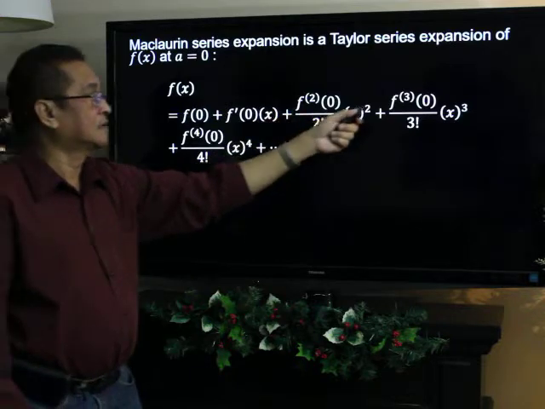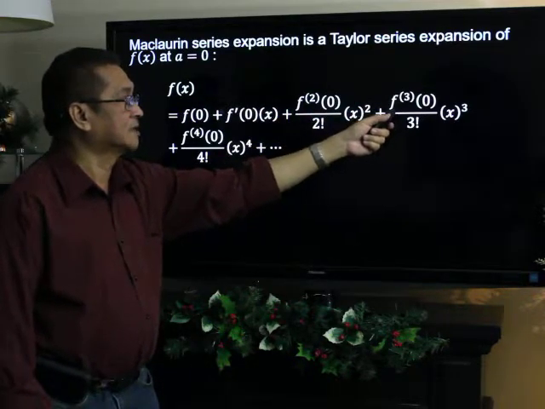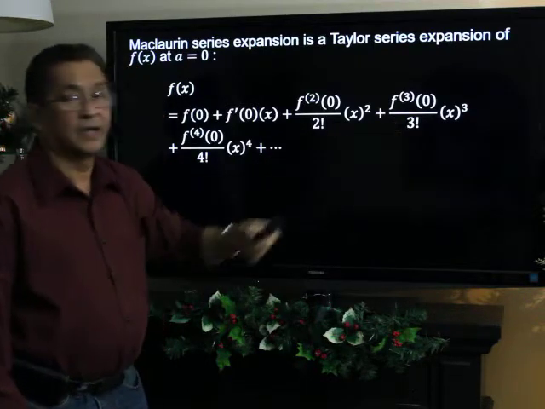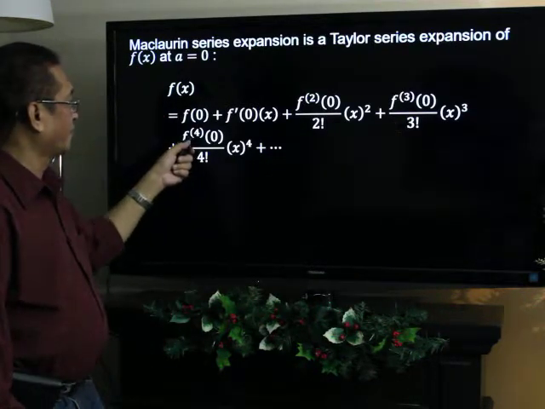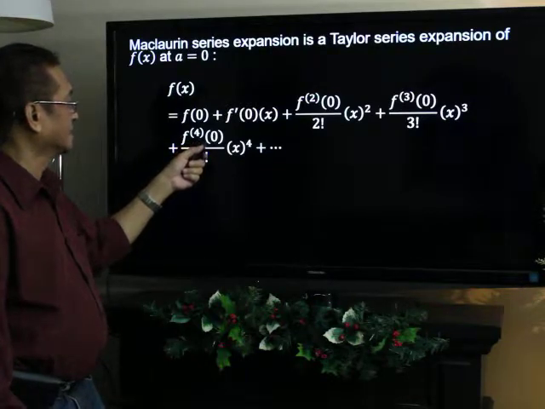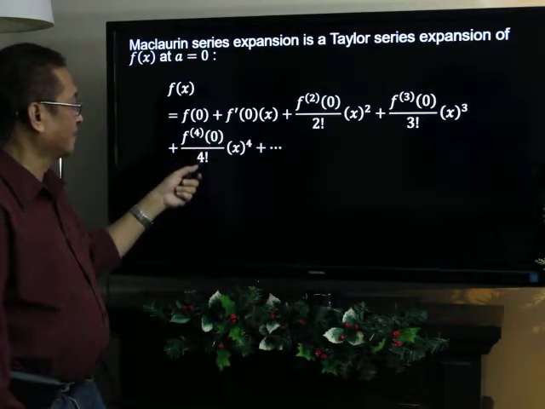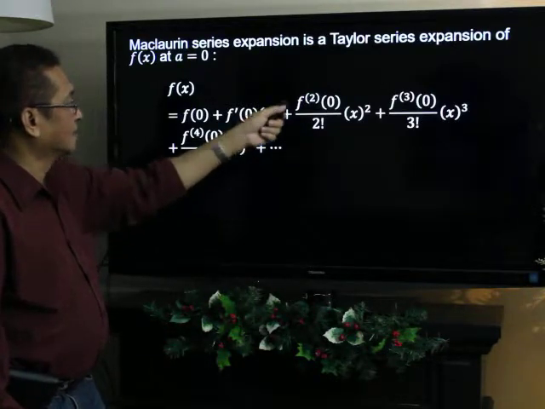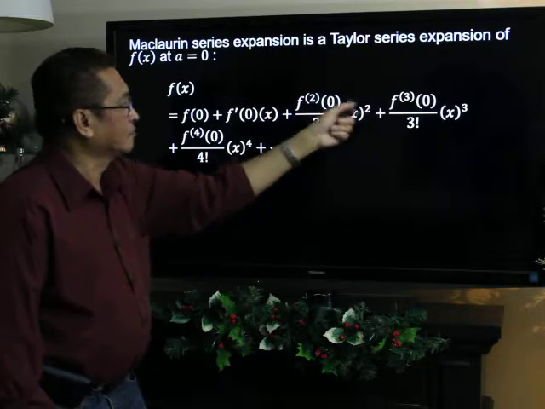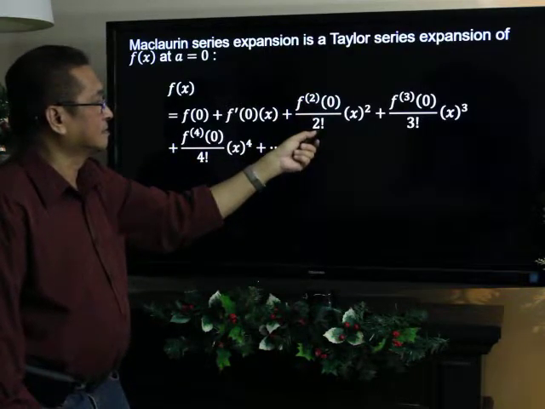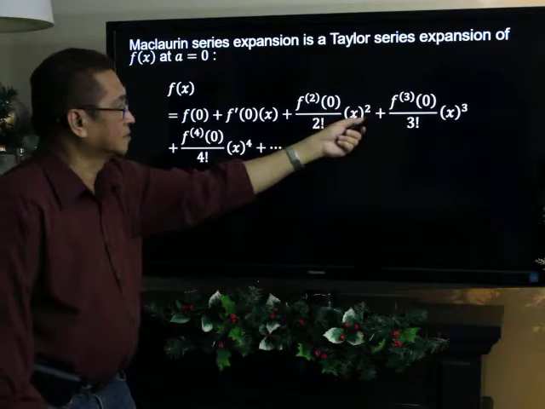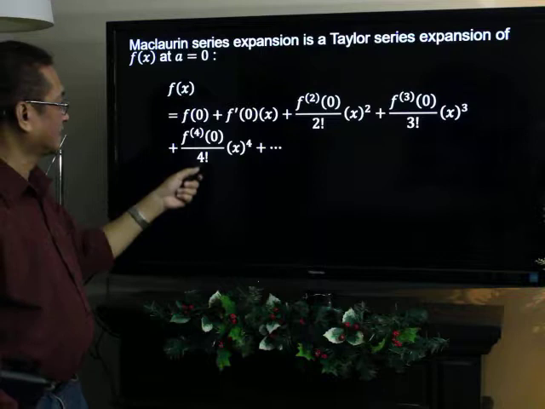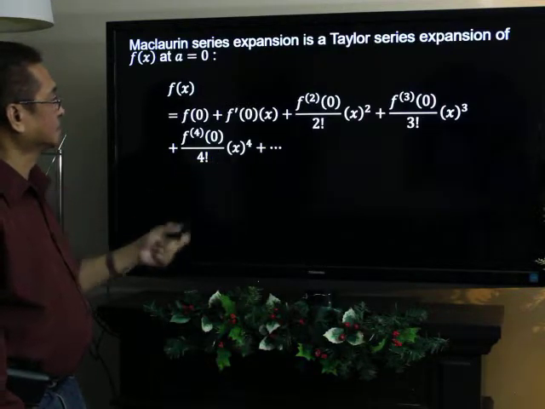You have the third derivative of the function of x at x equals 0, 3 factorial and x cubed, and you have the fourth derivative of the function of x at x equals 0, and you have here 4 factorial and x to the fourth. So take note of this trend here. Second derivative, 2 factorial and x squared, third derivative 3 factorial and x cubed, and fourth derivative 4 factorial and x to the fourth, and so on and so forth.